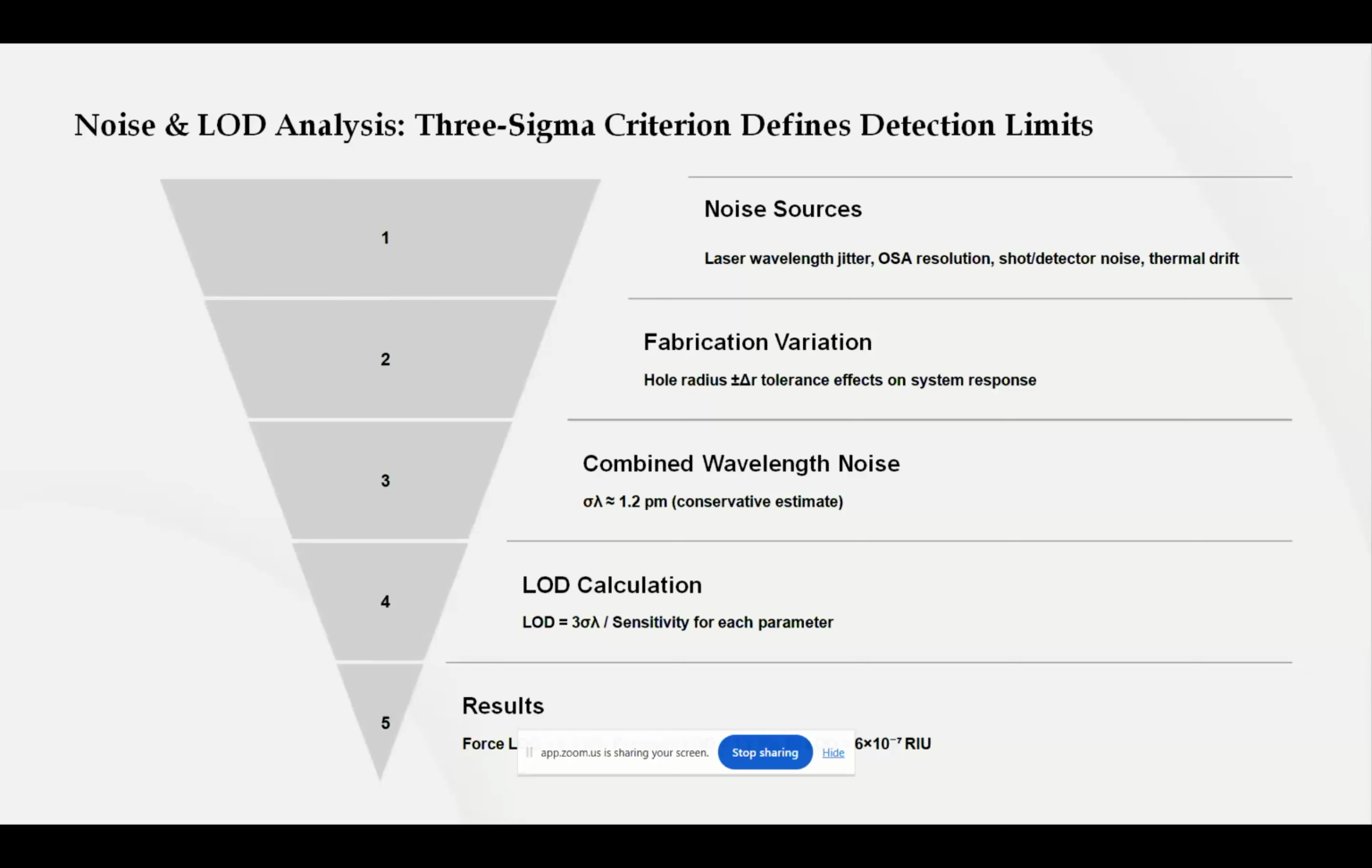Sure. This slide shows noise and limit of detection analysis. Various noise sources such as laser noise and thermal drift are considered. In this, the detection limit is calculated using the 3 sigma method. The result shows very low detection limits, indicating high precision of the sensors.